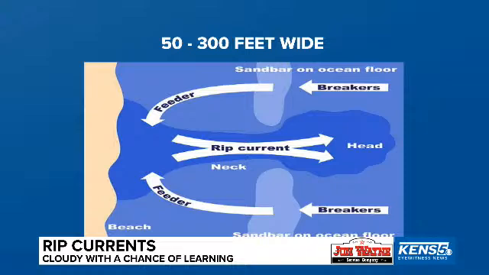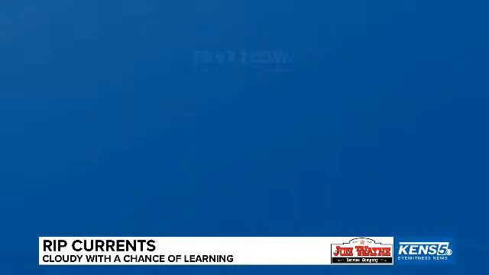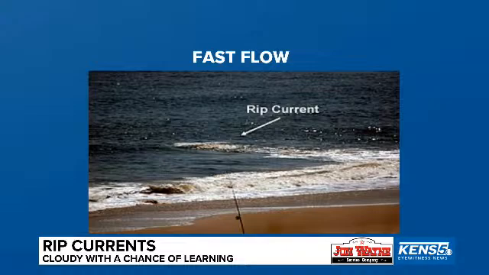And they're, again, relatively easy to get out of if you know what to do. That's why we're going to talk about that today. They have a very fast flow. They flow at 1 to 2 feet per second. That may not seem super fast, but it is, especially when you're a swimmer and you're fighting against it.